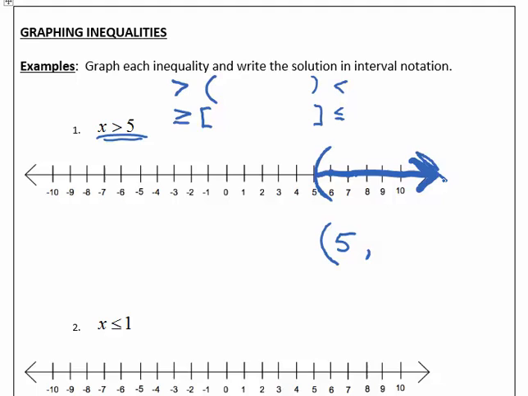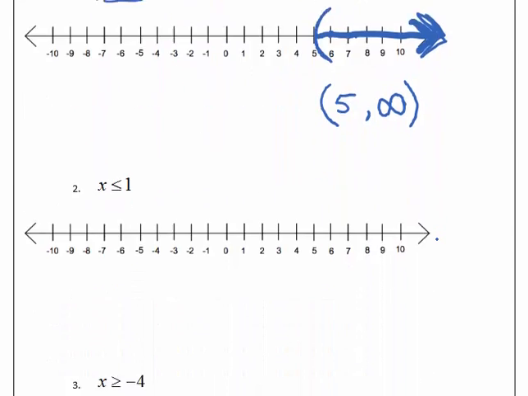Well, the largest number's down here. However, there is no largest number. It goes to infinity. So I just draw my infinity symbol. And remember, infinity always gets a parenthesis. You'll never use a bracket for infinity because you can't really include it. It's not a number. It's more of a concept. That means go forever. Okay, so that's my answer in interval notation, 5 to infinity.